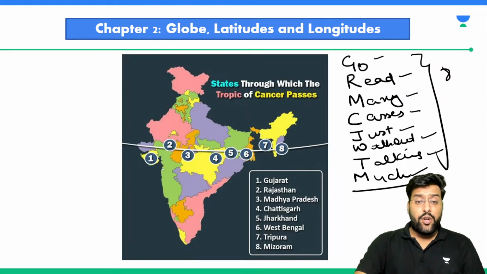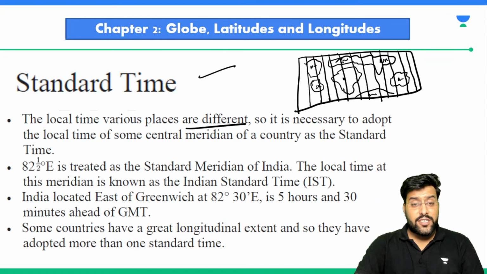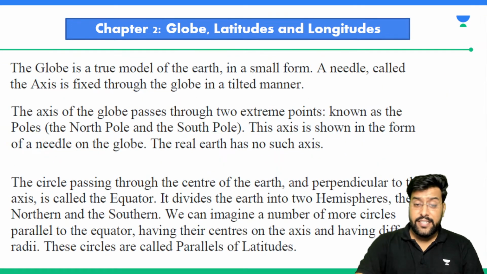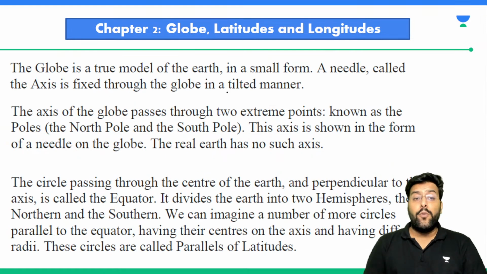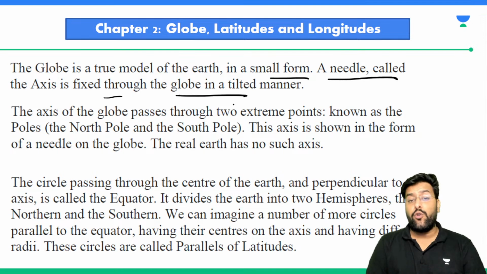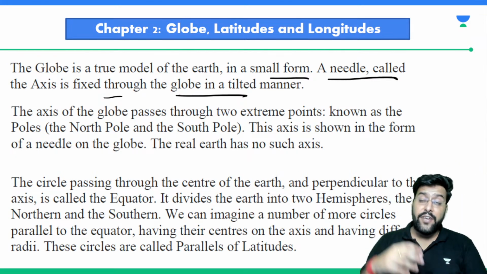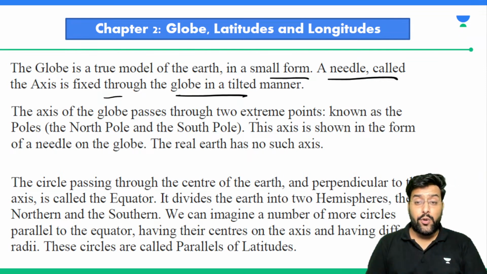So these were the majority of the things we had to discuss in this chapter. With this discussion, almost the entire summary of this chapter is over. So the globe is the true model of the earth in a smaller form. Undoubtedly, a needle called the axis is fixed through the globe in a tilted manner, just like our earth is tilted towards this axis. In a similar way, the globe is made to look like that.